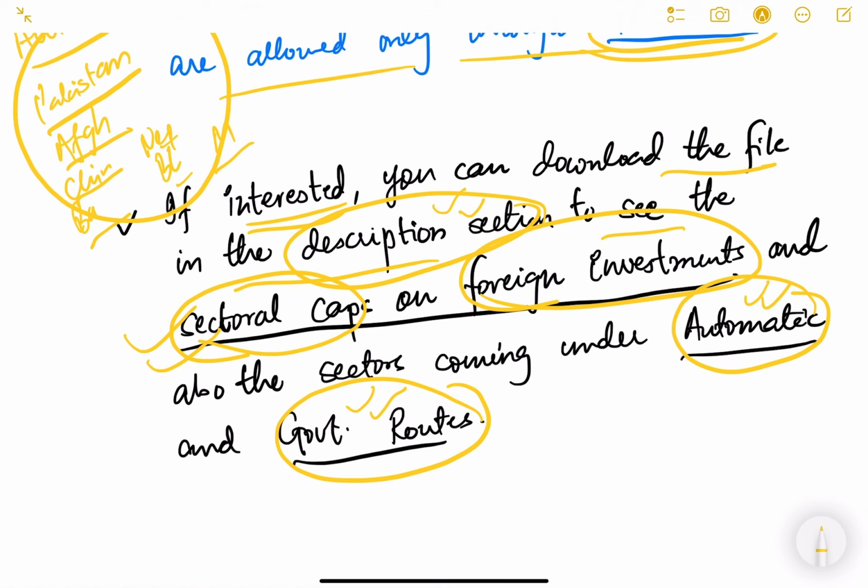The majority of investment these days is allowed through the automatic route. I think only about 11 or 12 sectors have to come through the government route. Otherwise the majority of them are under the automatic route.